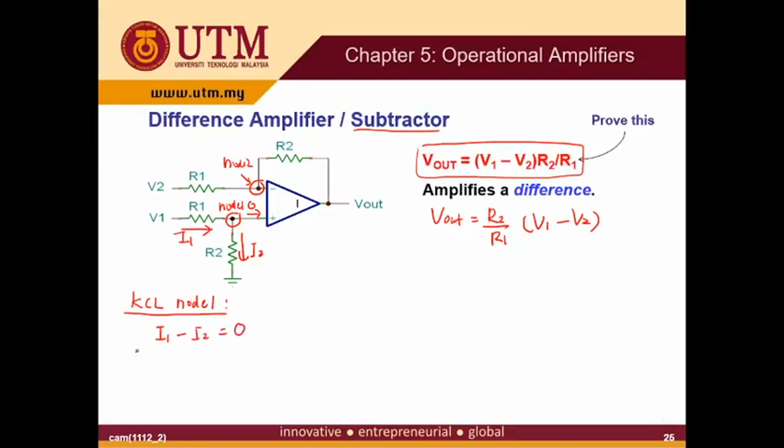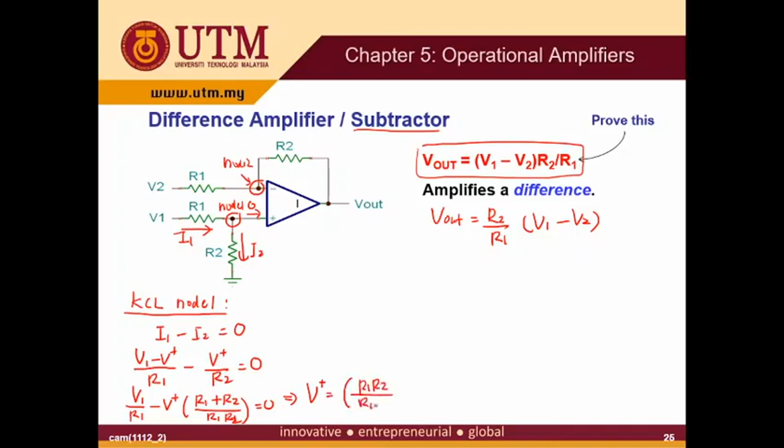Okay, I1 is (V1 minus V plus) over R1 and I2 is V plus over R2, equal to 0. So here we got V1 over R1 minus V plus times (R1 plus R2) over R1 R2 equal to 0. So you got V plus is equal to R1 R2 over (R1 plus R2) times V1 over R1. Okay, this is from the KCL of node 1.